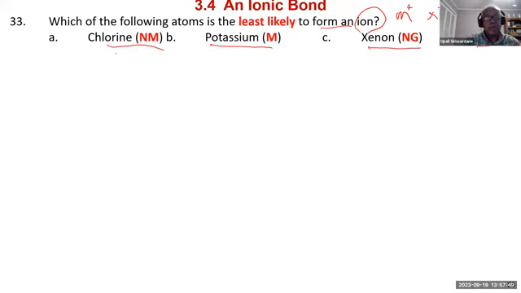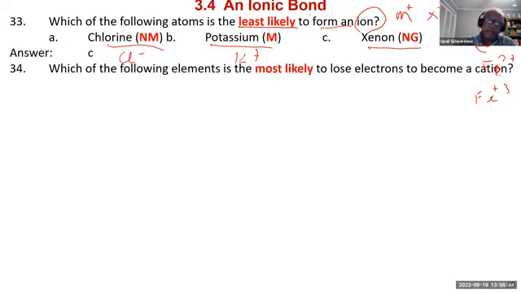Chlorine makes a negative ion. Potassium makes positive ions. Iron makes either +2 or +3; it has variable charges because iron is a transition metal. Therefore, the answer is noble gas. Noble gases are least likely to react, so they will not form ions.